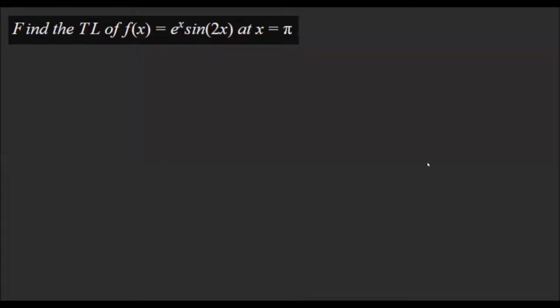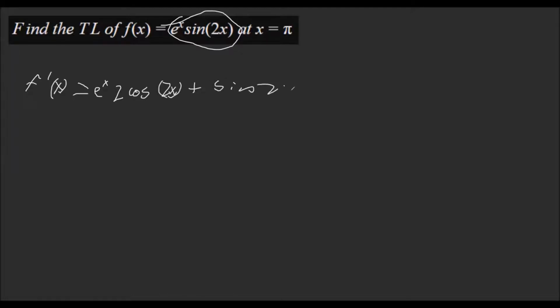Okay, so this is the function that we're going to try to find the tangent line of at point x equals pi. So the first thing we're going to do is try to find the derivative of the function, which we'll represent as f prime of x. Now, to find the derivative of our function over here, we're going to have to employ the product rule, I believe is what it's called. Meaning we're going to have to write the first term and the derivative of the second, which in this case is going to be 2 cosine 2x, plus the second term times the derivative of the first, which will be e to the power of x. And so this is what we have so far. This is the derivative of f of x.